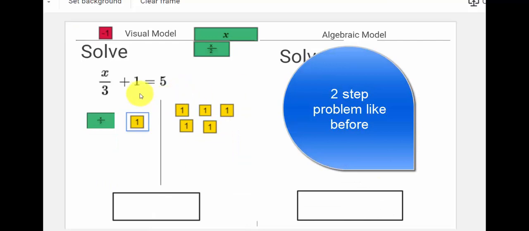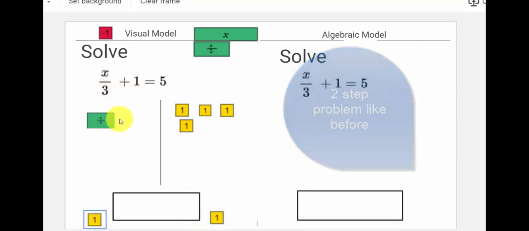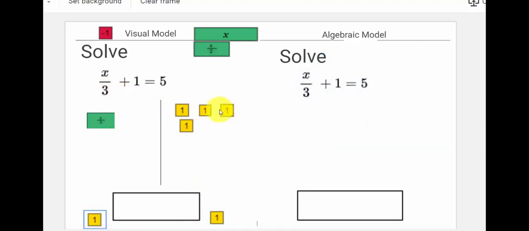Okay, we're going to look at a two-step problem again, the same kind of idea as before. I've got x over 3 plus 1 equals 5. So remember, what we can do is get rid of 1 from this side and get rid of 1 from this side to balance out. And now we're left with x over 3 equals 4, and that's the same as the last question.